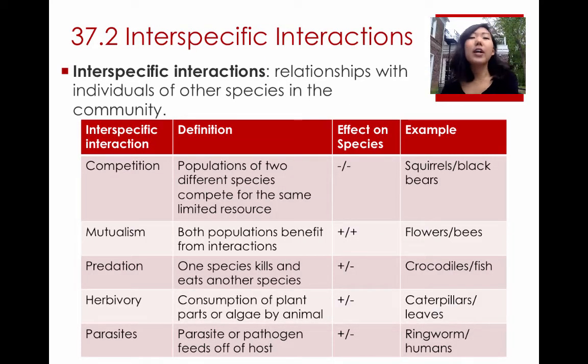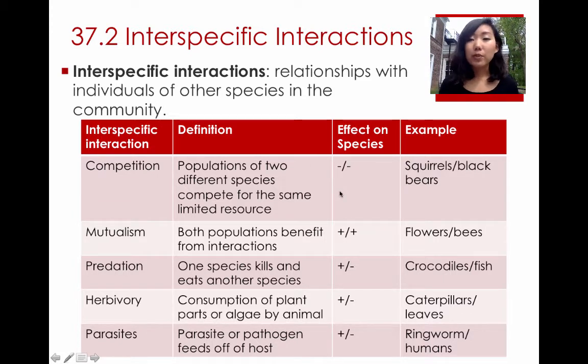So there's a lot of different kinds of ways that populations can interact with each other. These are called interspecific interactions, which means that there are relationships with individuals of different species in the community. And so they can have different effects. The first one is competition, and this should be the most familiar to you guys. This is just when you have two populations of different species that are competing for the same resources. And this has a negative effect on both species.